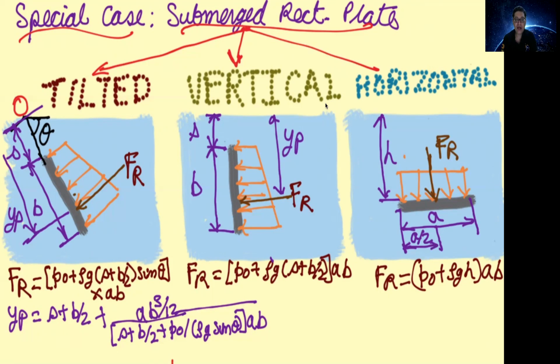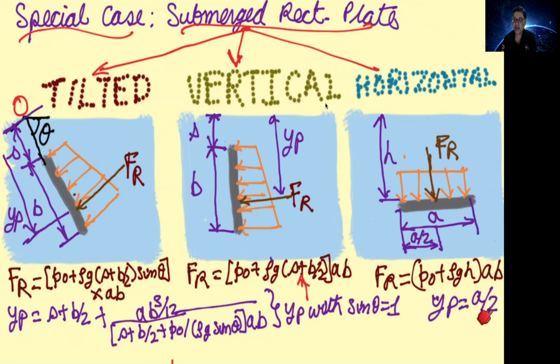As discussed earlier, for vertical plate, sin theta is equal to 1, and then you can obtain the center of pressure for the vertical plate by substituting sin theta equal to 1 in this expression. As I had mentioned earlier, the center of pressure for a horizontal plate is the midpoint, which is A by 2.